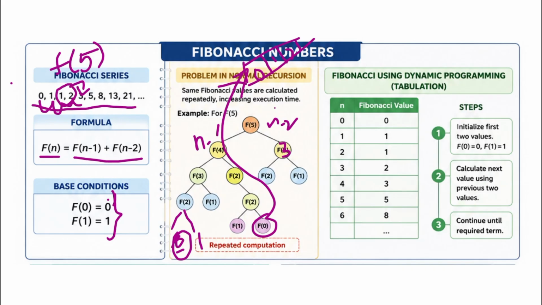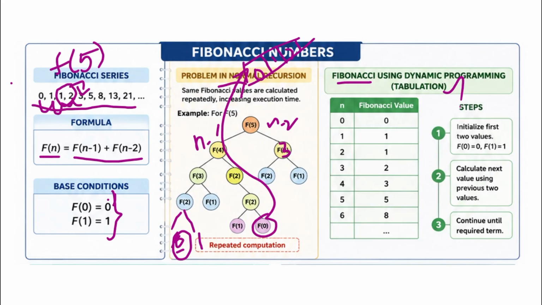Another approach is tabulation. Normally in DP, the tabulation method is used rather than memorization. Okay, in DP tabulation is best. So now we will discuss what tabulation is in Fibonacci. For Fibonacci using dynamic programming, normally the tabulation method is used here.